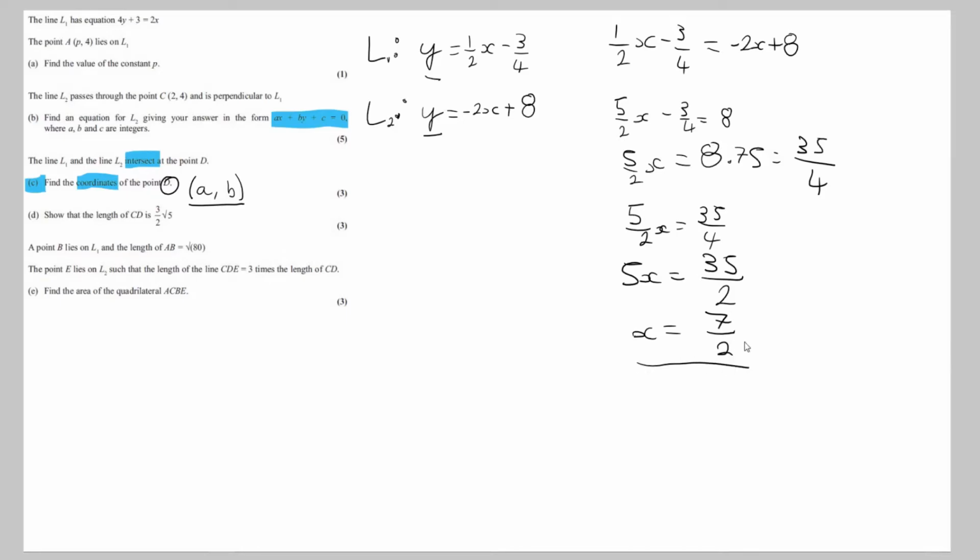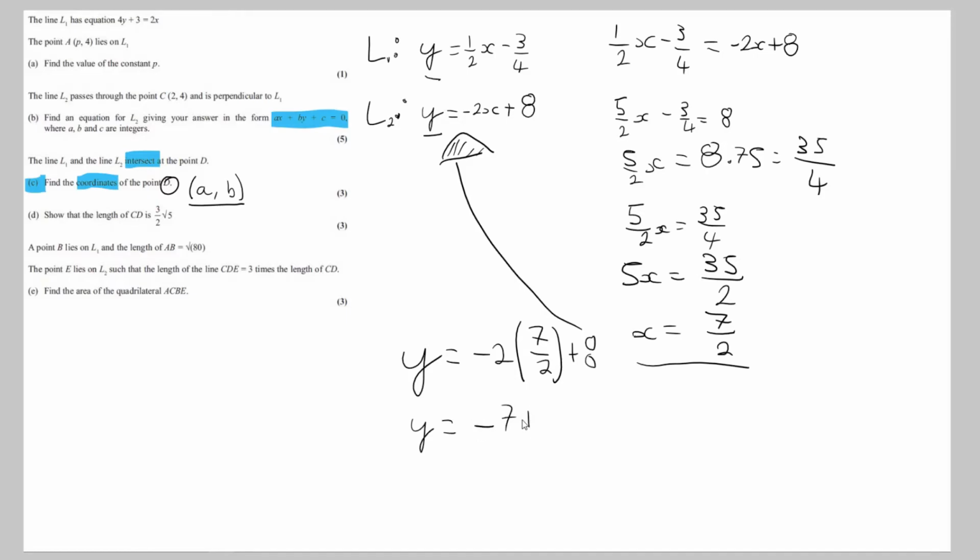So we found the x coordinate. We can leave it in fraction form. Usually that's what the exam boards want. But now we have to find the y. So now I'm going to go back to one of these equations here, and we can use any of them. I'm going to use the bottom one, L2, just because it doesn't have any fractions in it. And I'm going to substitute in x, so y is equal to minus 2 brackets 7 over 2 plus 8, expanding out those tiny brackets, minus 7 plus 8, so then y is equal to 1. So D is 7 over 2, 1.